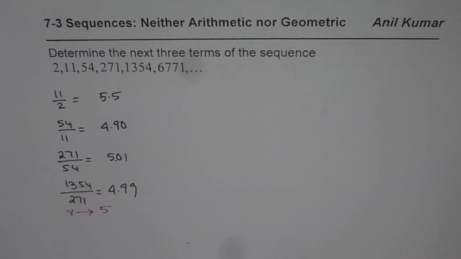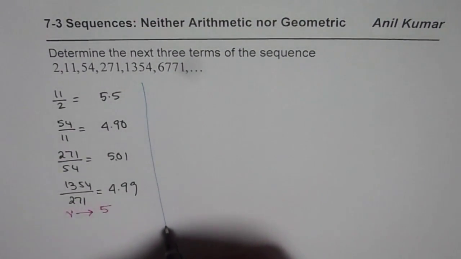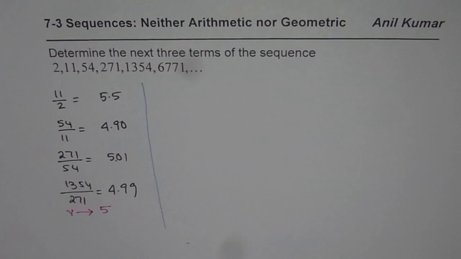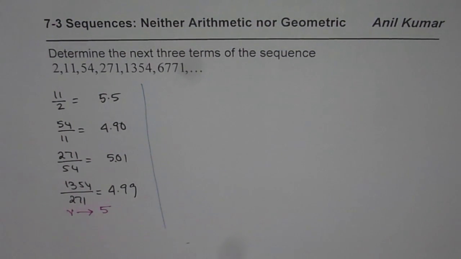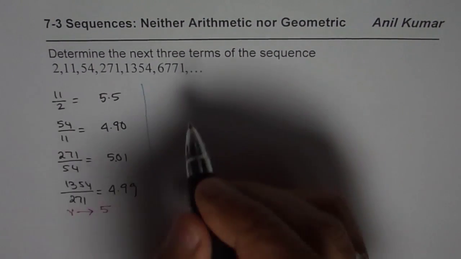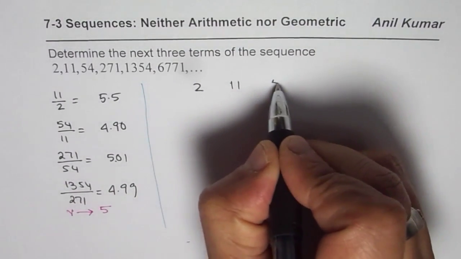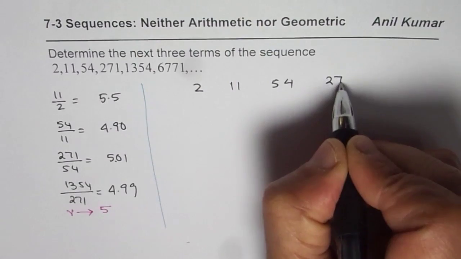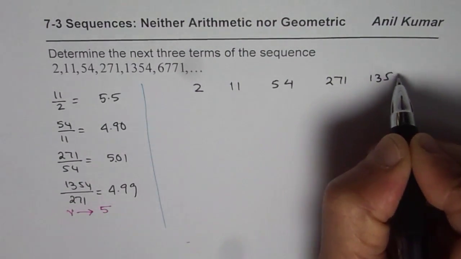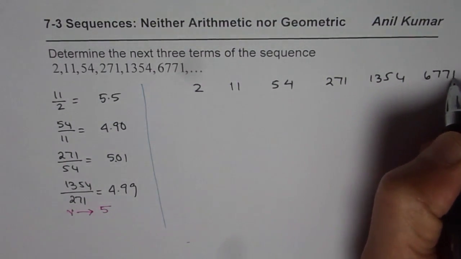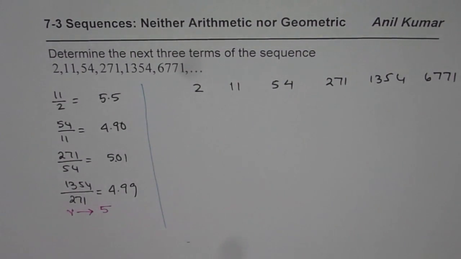Now we can analyze further and see how it really relates to 5. So that is the second part. Whenever you have sequences which are neither arithmetic nor geometric, it's a two-part solution. So what we will do now is try to figure out how these numbers 2, 11, 54, 271, 1354, 6771 are related to 5. That is what we are trying to figure out now.